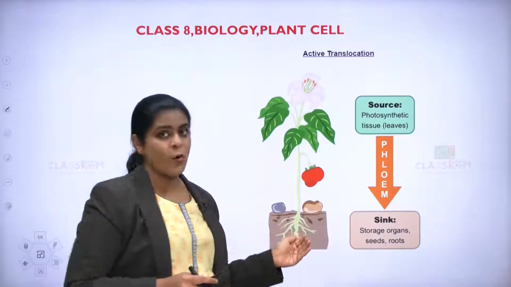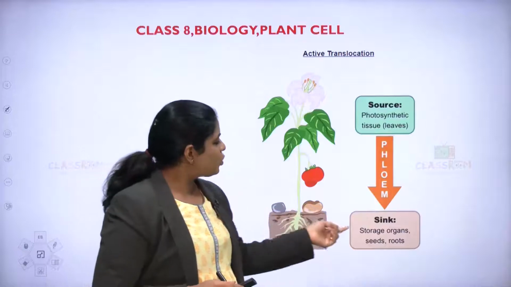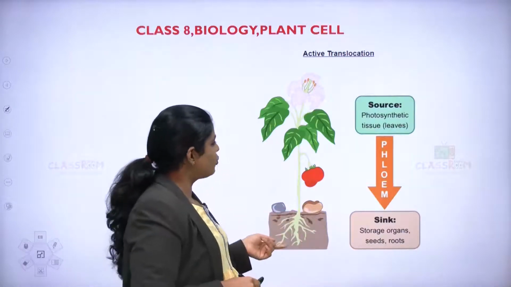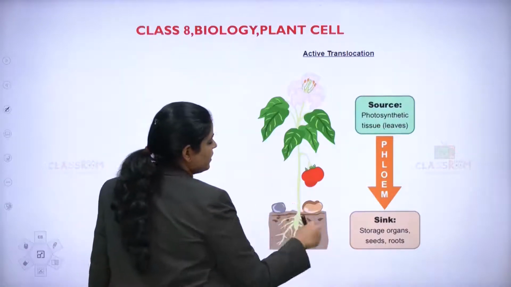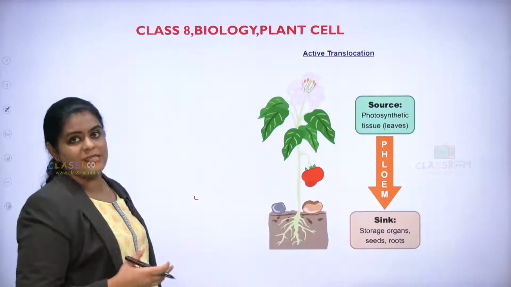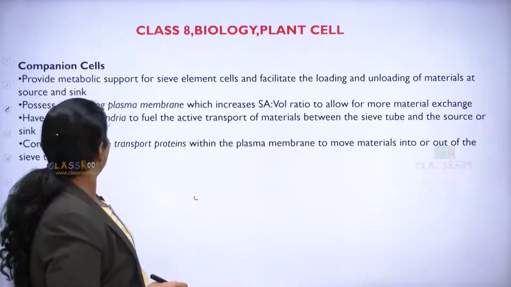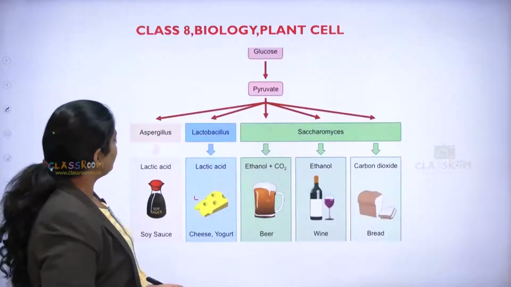And what is the phloem then? They are nothing but storage organs. They are seeds and roots. So, where is the food? The thick liquid that is stored is nothing but storage organ, seeds and roots. Like for example, let me show you if I have a diagram of that.